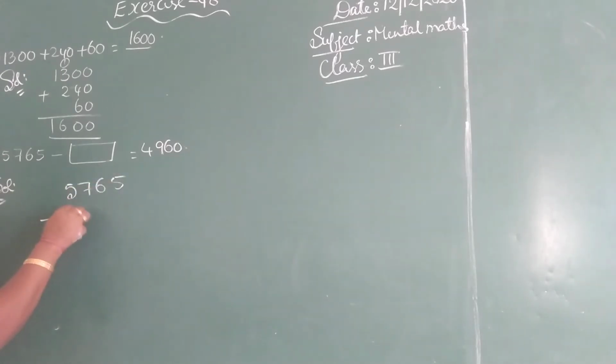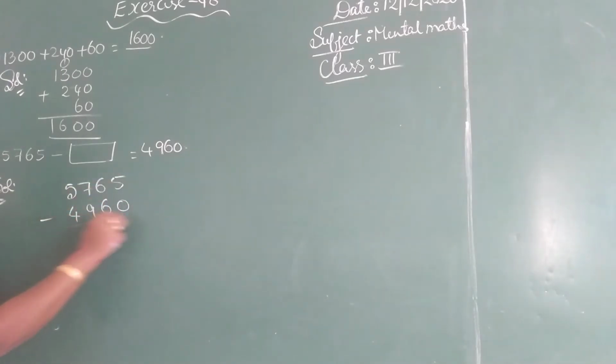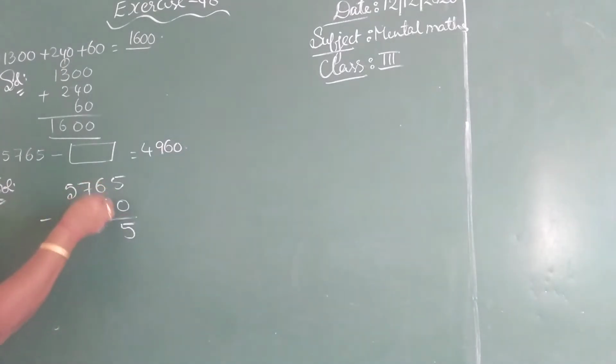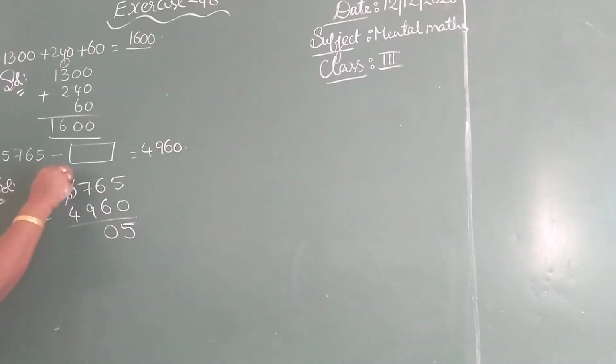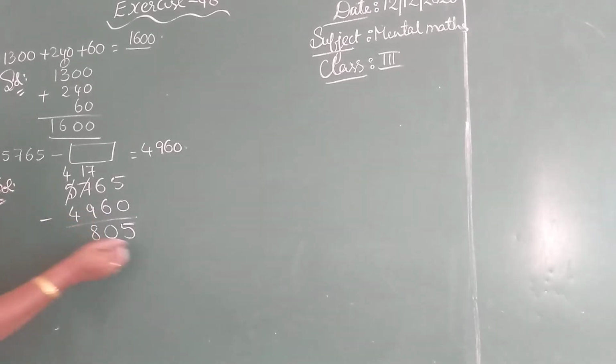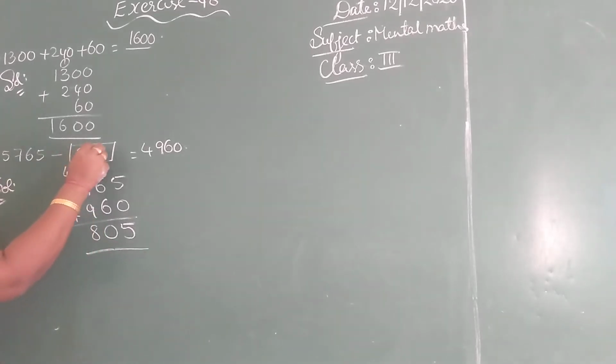5765 minus 4960. 5 minus 0, 5. 6 minus 6, 0. 7 minus 9, not possible, so you have to borrow. If you borrow, it becomes 4 and this becomes 17. 17 minus 9, 8. 4 minus 4, 0. So the answer is 805. See the next one, children.